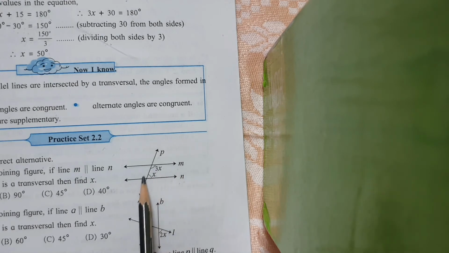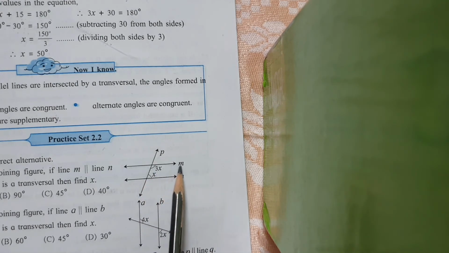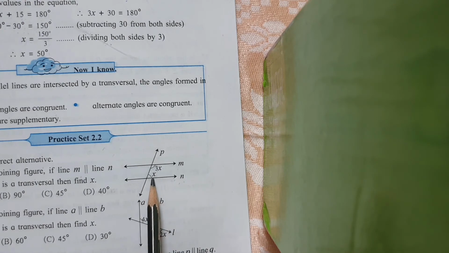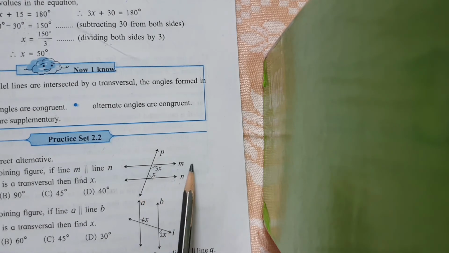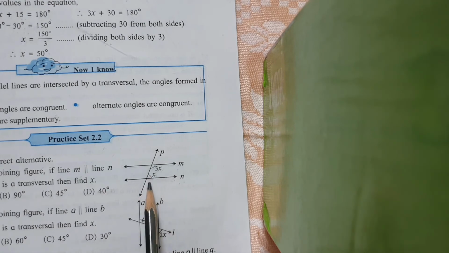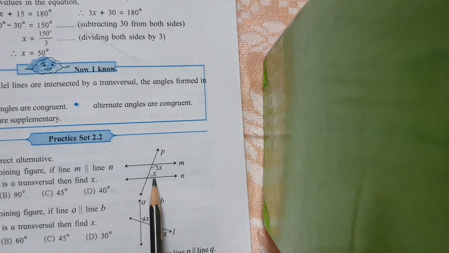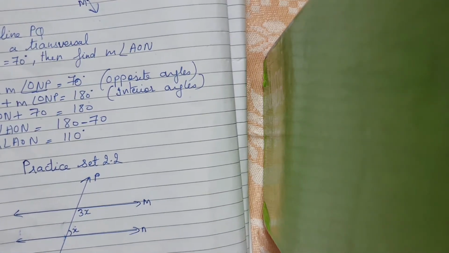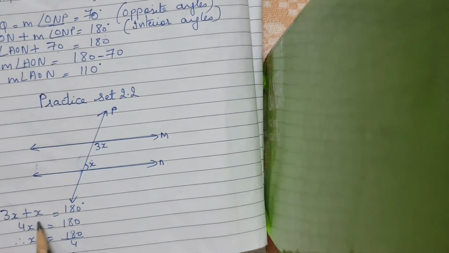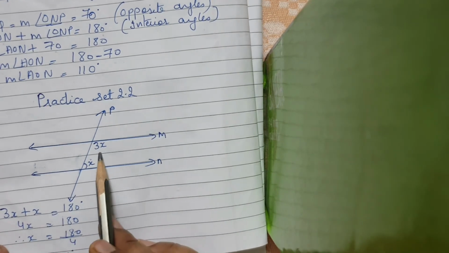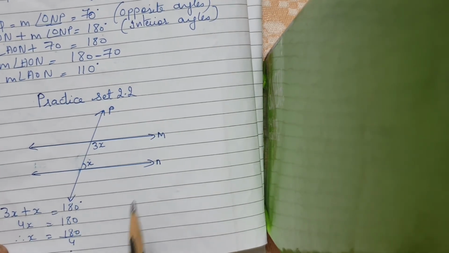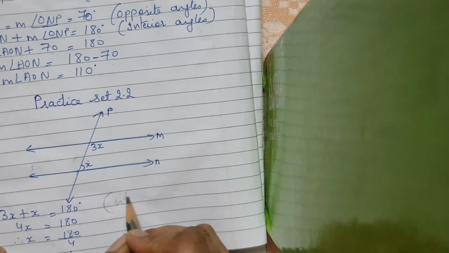Tell me. Yes, it is an interior angle. Can you see this? It is inside. 3x is here. x is also here. This is not outside or somewhere else. It is inside. Both are inside. So they are interior angles. And for interior angles, what do we always have to do? We have to add them. So how are we going to add? See, I have done it over here. 3x plus x is equal to 180 because they are interior angles.